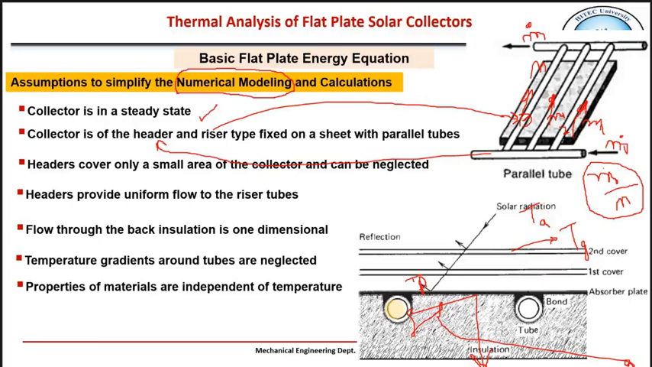Next, properties of the collector materials are independent of temperature. Properties such as, for example, the transmittance, absorptance, emittance of these different materials like glass covers and plate, and thermal conductivity of insulation, or thermal conductivity of this metal absorber plate. All these thermodynamic properties, which are a function of temperature, are assumed to be constant. They are independent of temperature.